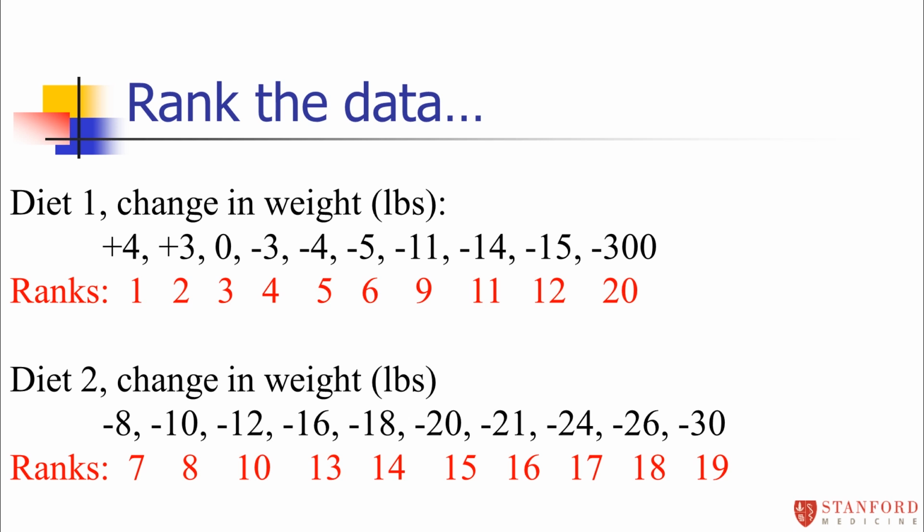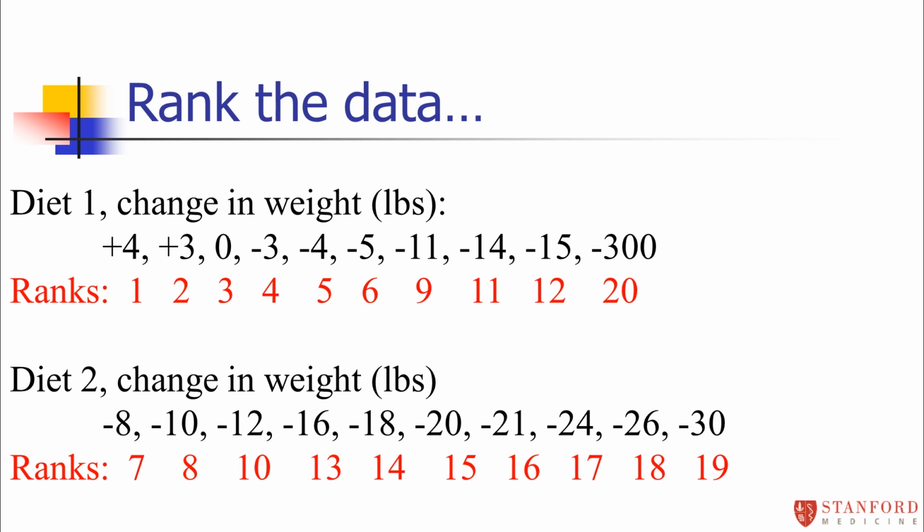So we're going to order from the worst weight loss to the best weight loss. The person who lost the least is the person who gained 4 pounds. They get a rank of 1. The person who did the best, the person who lost 300 pounds, gets a rank of 20. And then we rank everybody else in between, again ignoring groups, so both groups can have both sets of ranks. You'll notice just looking at the ranks that most of the high ranks go to diet 2.